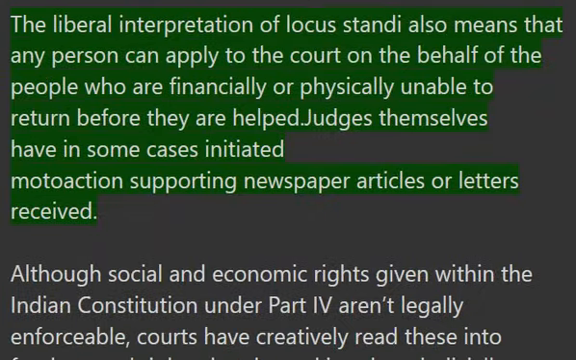The liberal interpretation of locus standi also means that any person can apply to the court on behalf of the people who are financially or physically unable to approach it before they are helped. Judges themselves have in some cases initiated suo motu actions based on newspaper articles or letters received.